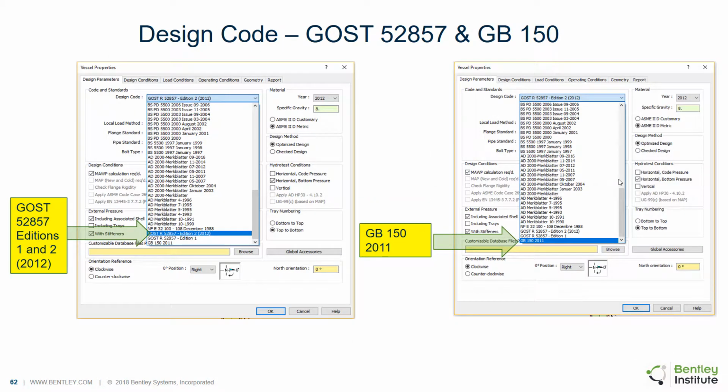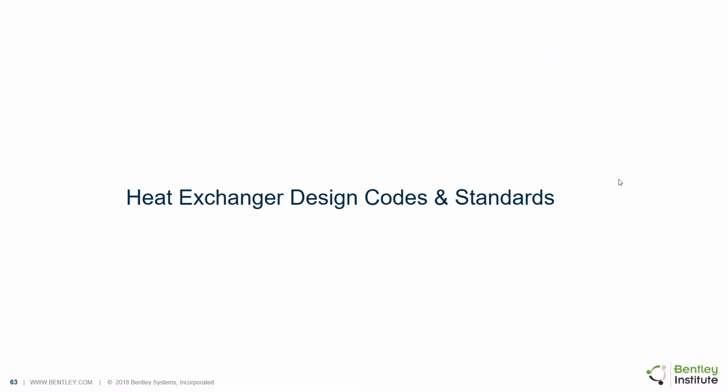Finally, also available are the Russian design codes GOST 52857 editions 1 and 2, 2012, and the Chinese GB 150, 2011. So far, the various pressure vessel design codes were reviewed and the calculation report samples were looked at. Let's move on to see some typical heat exchanger design code calculations.